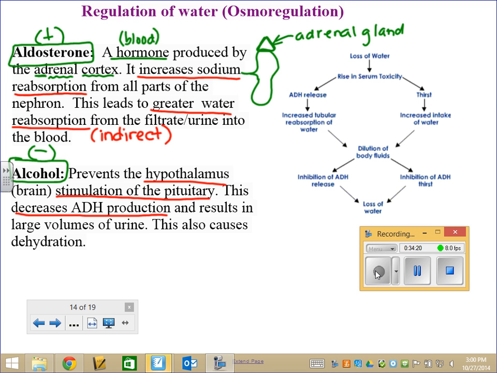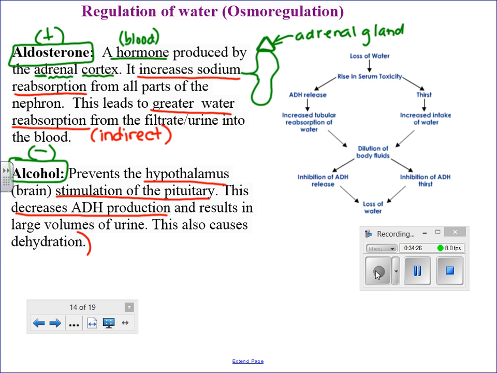The problem then is that you have large volumes of urine, and a definite problem when you have too much water in your urine is dehydration. So if you ever see a question saying that someone is dehydrated, that means that there was too much water in their urine, in this chapter anyways, and that either we had not enough ADH or too much of something that was preventing ADH's production.